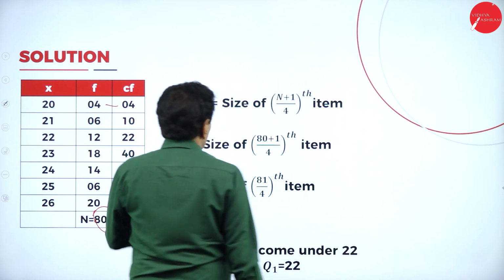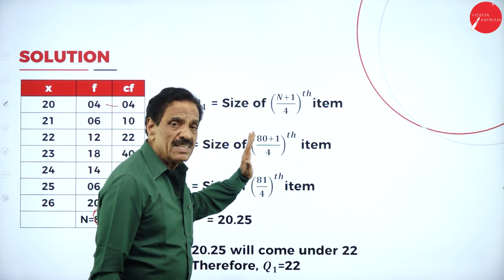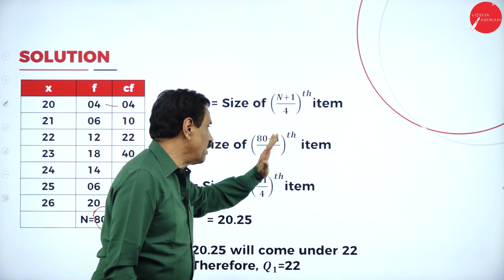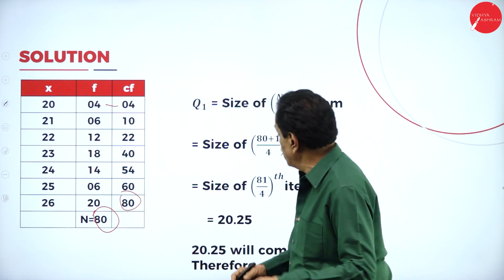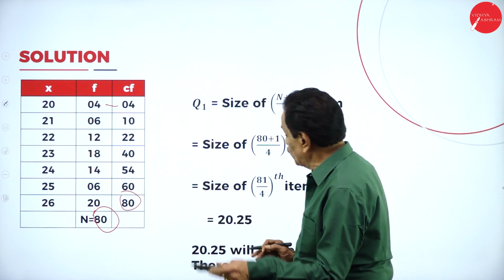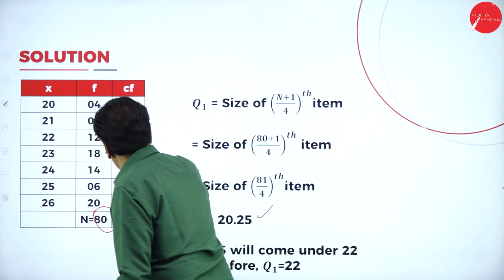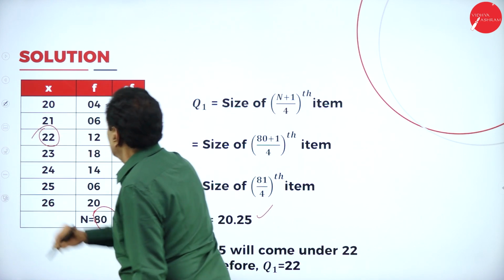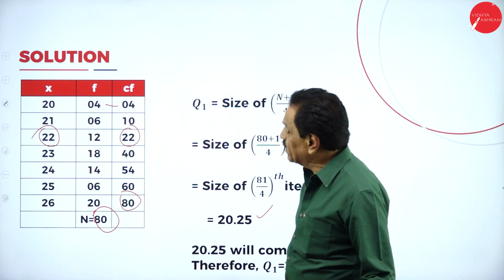Now we'll apply. Q1 is the size of (n plus 1) divided by 4th item. What's your n? 80 plus 1 divided by 4th item. So 81 divided by 4 is equal to 20.25. The 20.25 will come under 22. Therefore, Q1 is equal to 22.